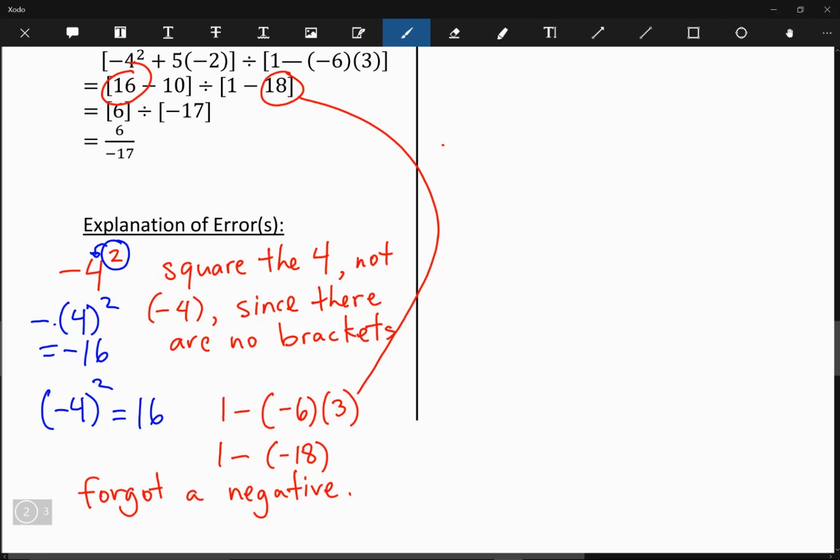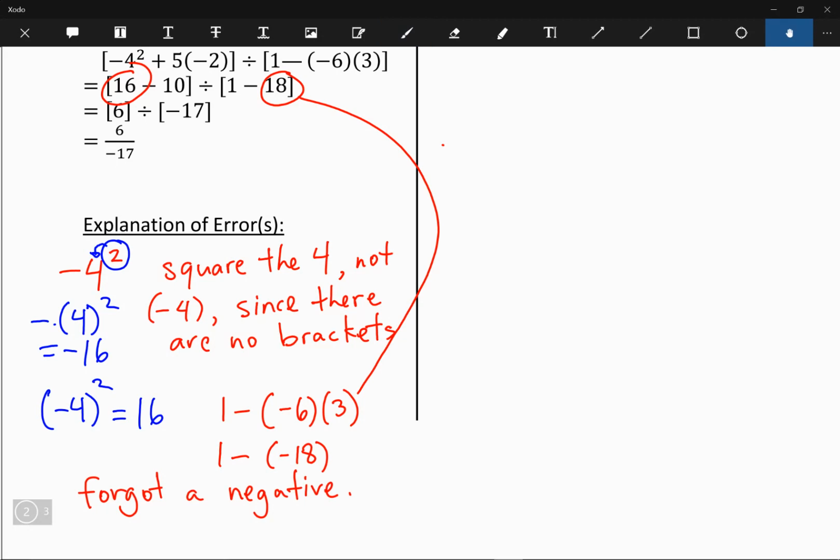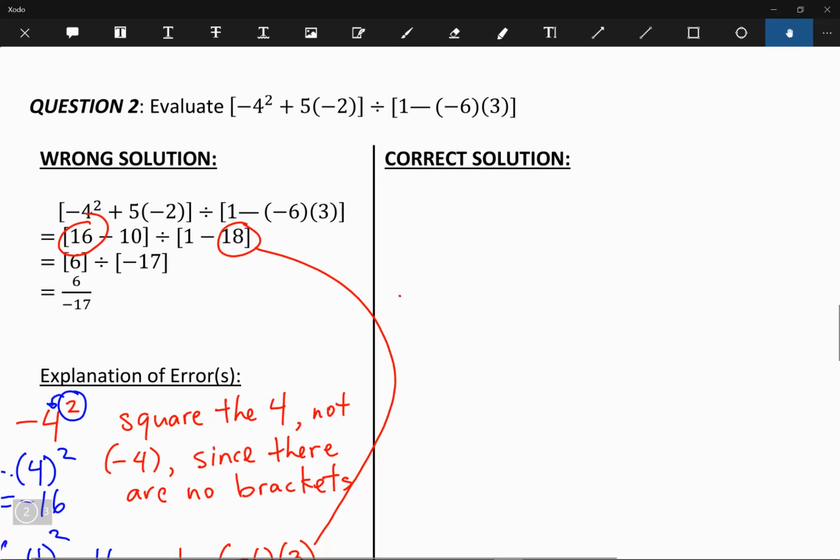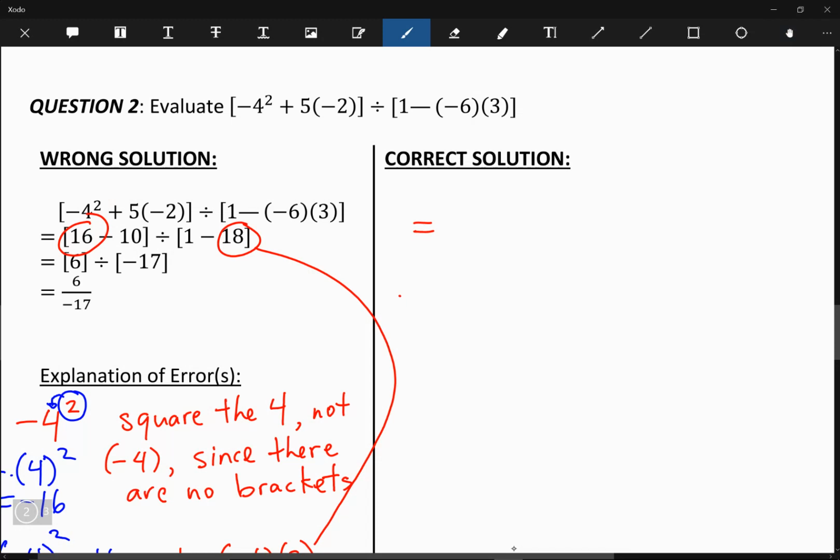All right, and if we make that correction now, let's go to the correct solution. So I'm going to say here negative 16 plus negative 10. Okay, close the square bracket. Let's put the square brackets in there, divided by another square bracket. I'm using square brackets.